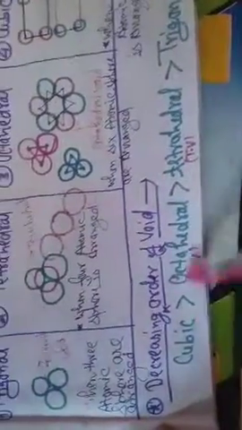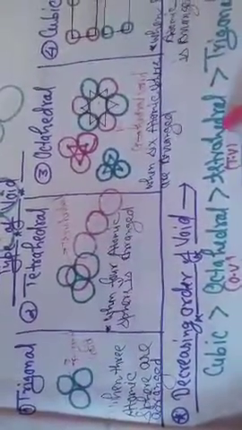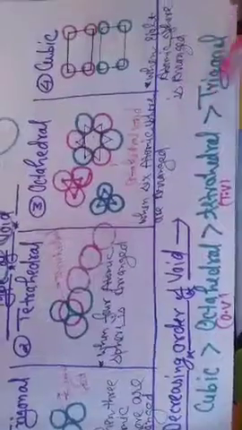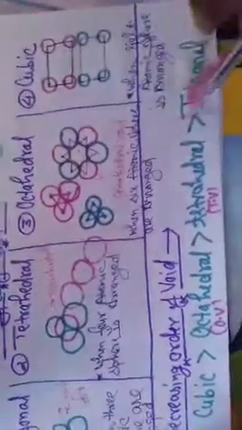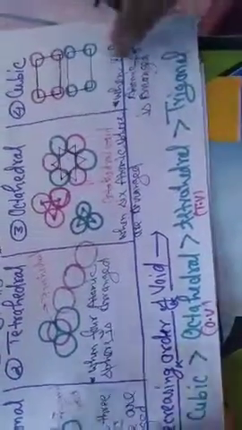In descending order of void size, the biggest void is the cubic, then octahedral void, then tetrahedral void, and the trigonal is the smallest of them. Then we move on to the next section.